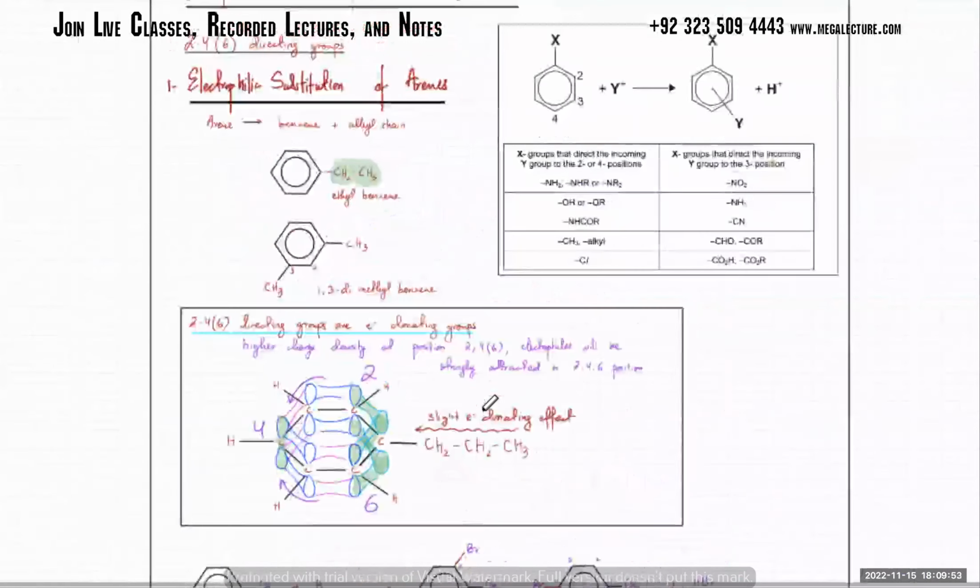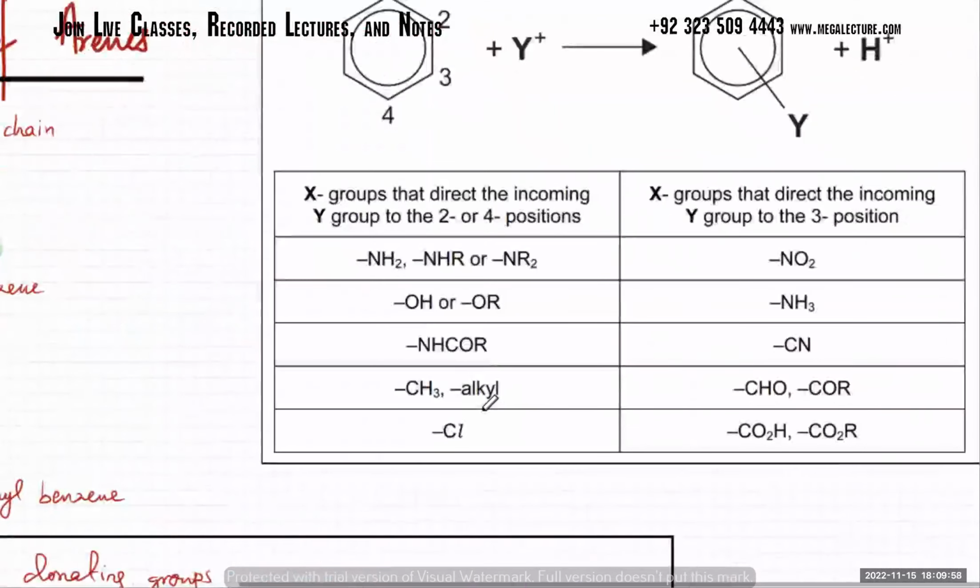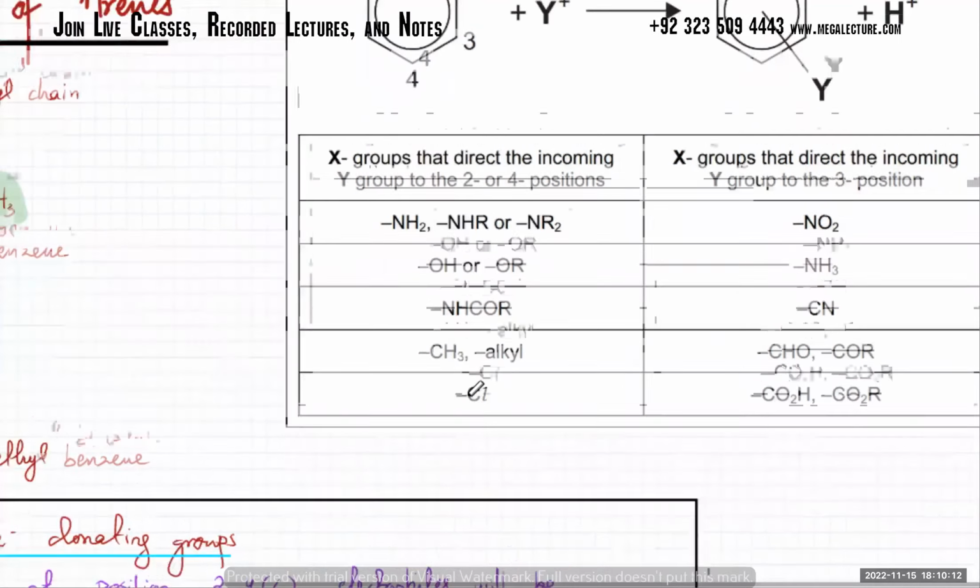And I told you that there were a number of groups which are 2, 4, 6 directing. ठीक है, जिसको 2, 4 groups कहते हैं. So your alkyl chains, that's one. We did this one at the moment. ठीक है. You've got chlorine, amides, OH groups, NH2s. These are all electron donating groups. ठीक है.